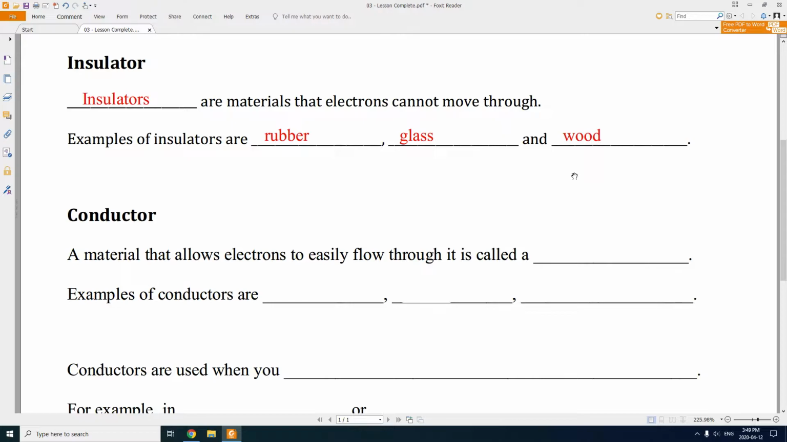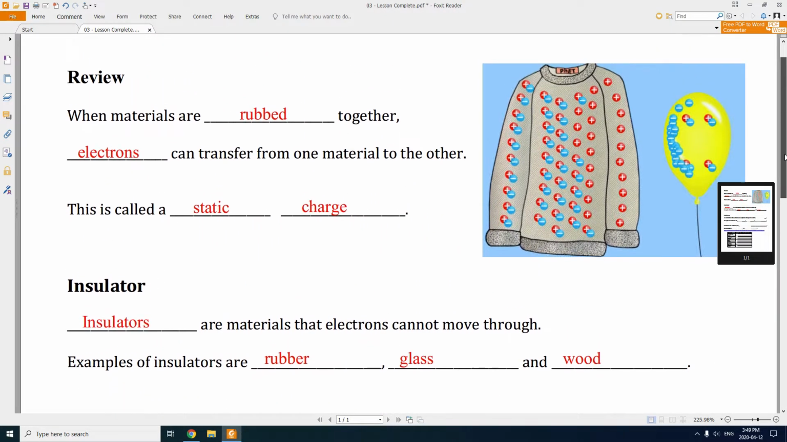If you think about trying to make an electric circuit, you couldn't use any of these things in an electric circuit. Right? If you tried to plug a light bulb into a battery and all you had was a rubber cable or a glass cable or a wood cable, it wouldn't work. That's because the electrons can't move through those things. They would just stay in the battery. They couldn't move to the other side of the battery.